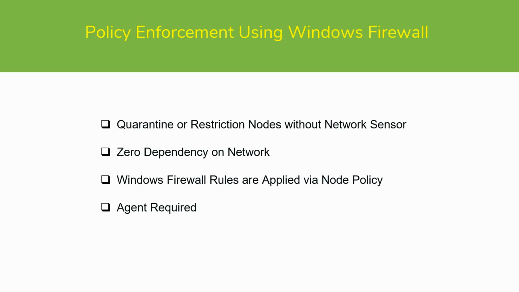Policy enforcement using the Windows Firewall. This feature allows for the quarantine or restriction of nodes without a network sensor. It has zero dependency on the network. Windows Firewall rules are applied via node policy, and an agent is required for this feature to function.